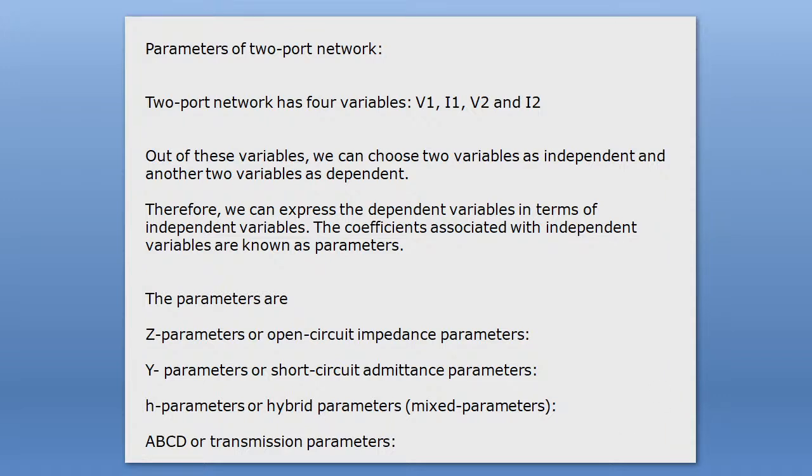Okay, so we will try to understand these four parameters and their interrelation. Z parameters or open circuit impedance parameters, Y parameters or short circuit admittance parameters, h parameters or hybrid parameters, also known as mixed parameters, and the final one is ABCD or transmission parameters. So first we will discuss Z parameters.